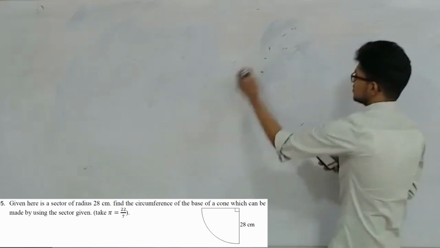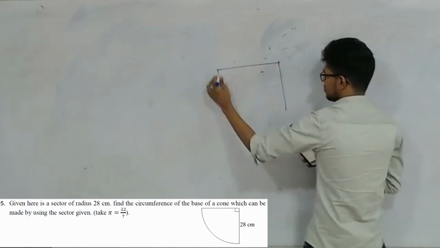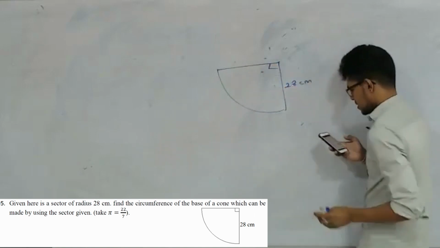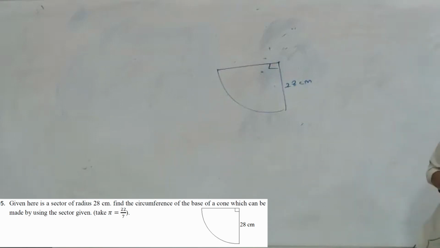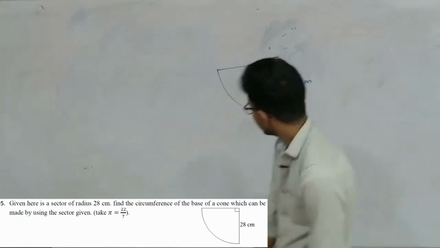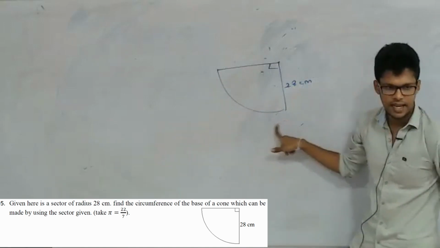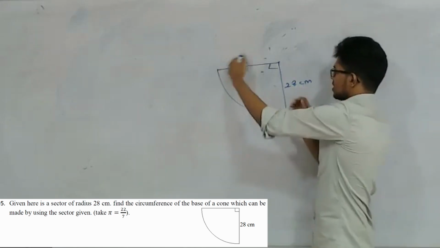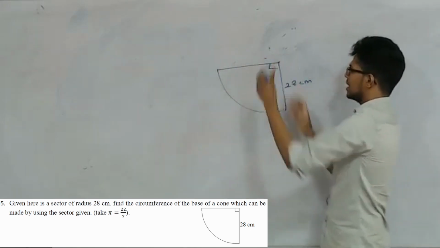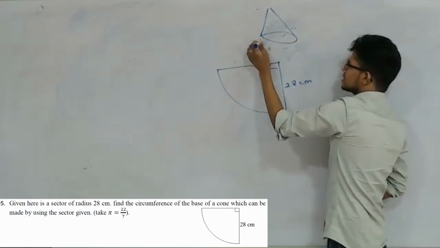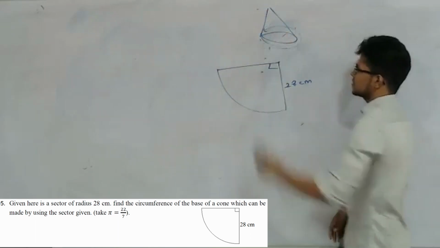So here they have given a shape like this, right? And this is 28 centimeters. So they are asking, given this is a sector, find the circumference of the base of the cone which can be made by using the given sector. Instead of directly asking what is the arc length, they have asked, you can make a cone out of this one, right? If you just take them and put it like this, you can make a cone. They are asking, what is the circumference of this cone?